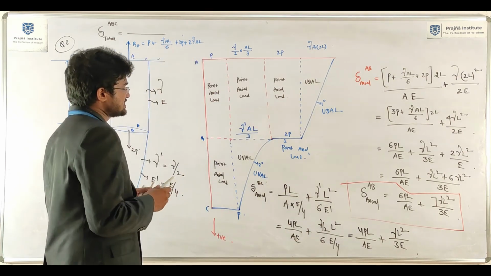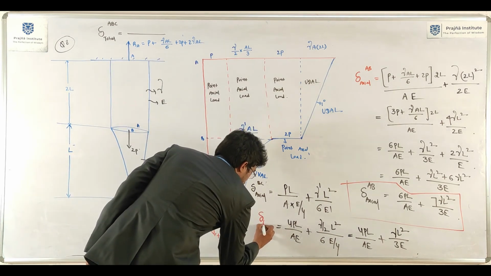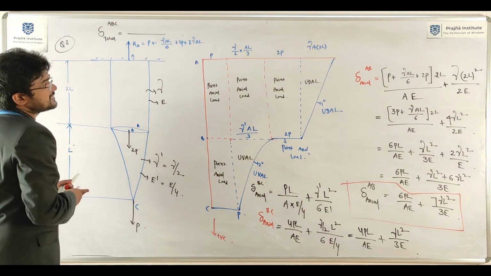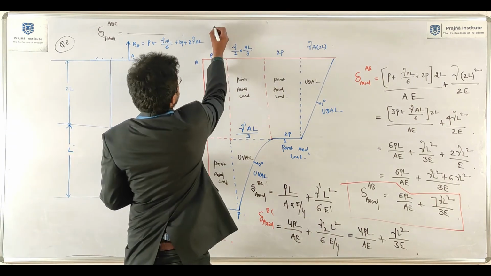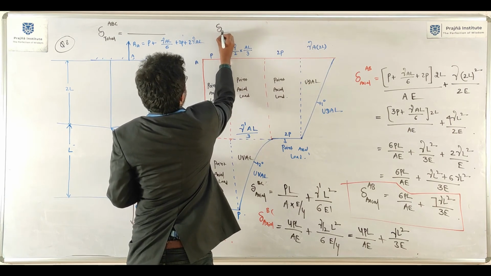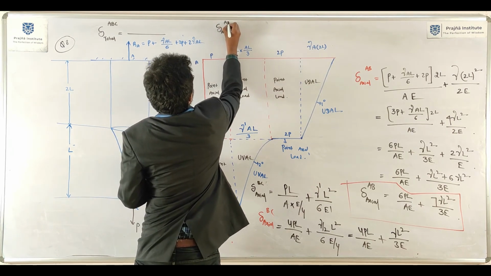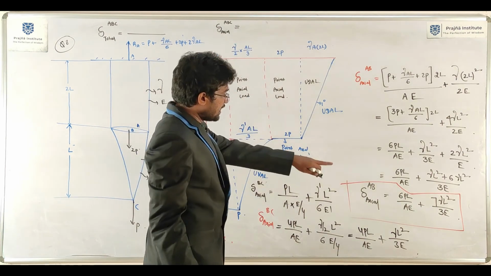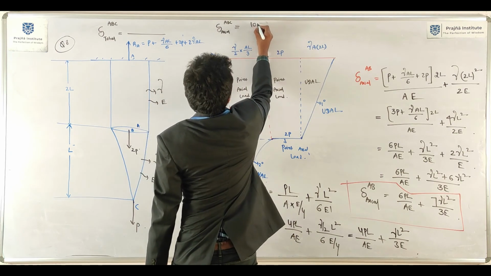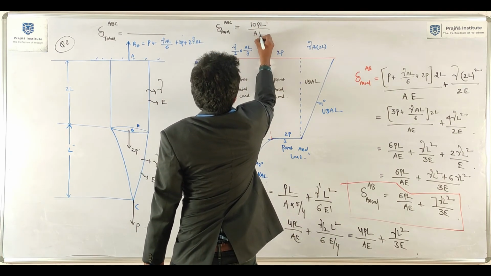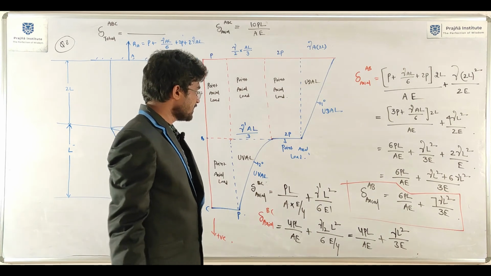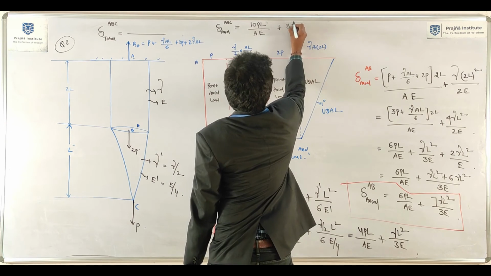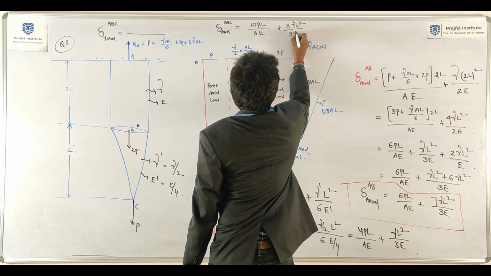Now, total axial deformation. This is total axial deformation in the portion BC. Now, what is the total axial deformation? Delta axial in the portion ABC is equivalent to the sum of these two. 6PL and 4PL means 10PL by AE, correct? 10PL by AE. Now 8 gamma L square by 3E.